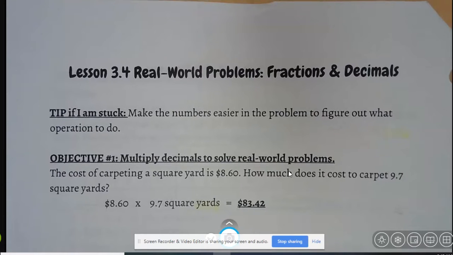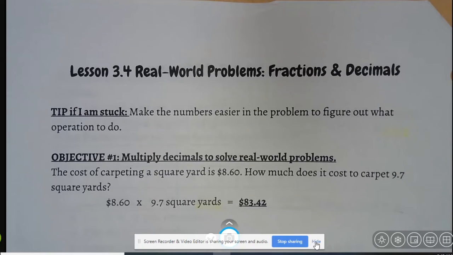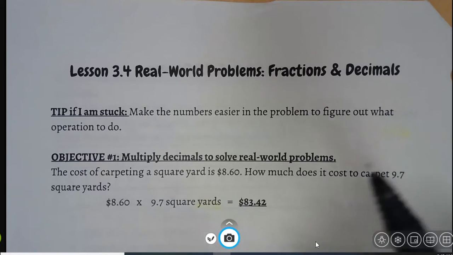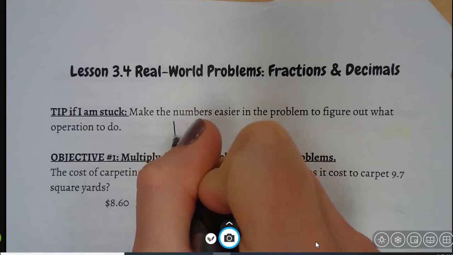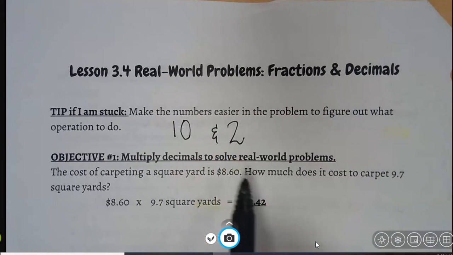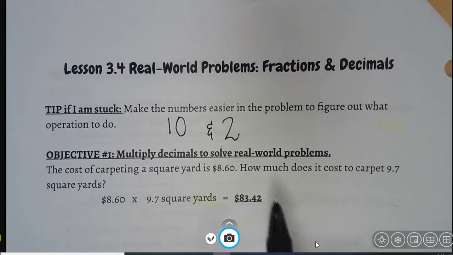Today we're going to be working with fractions and decimals on real-world problems. The number one tip today is, if you are stuck on a fraction or decimal word problem, to make the numbers easier in the problem to try and figure out what operation to do. So I would suggest using 10 and 2, and that will make it like a third grade or a fourth grade word problem instead of a more difficult problem with decimals and fractions.